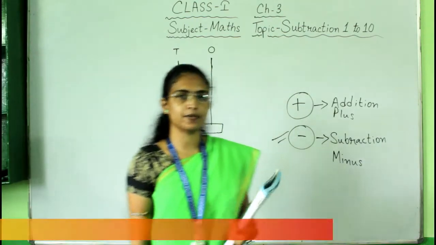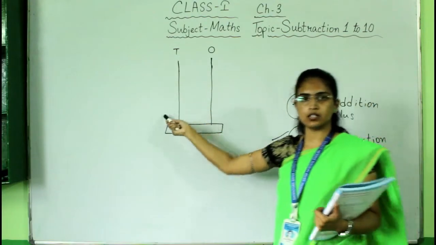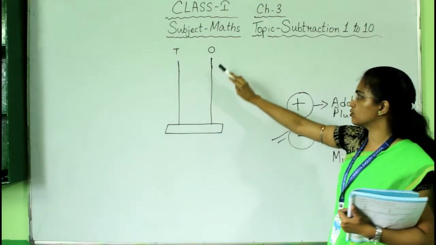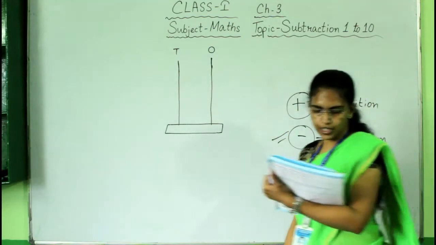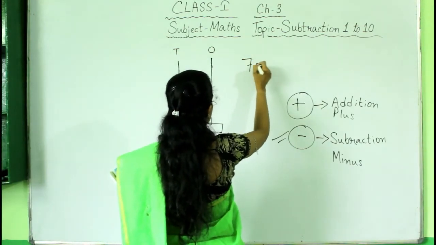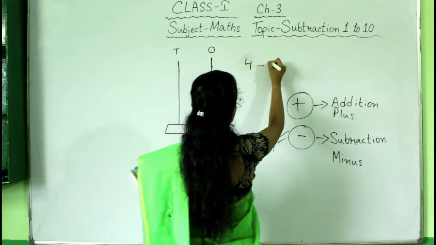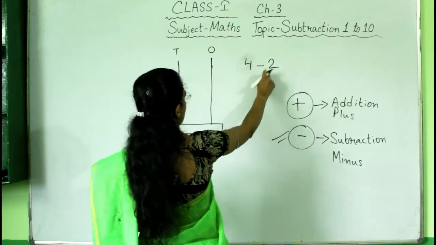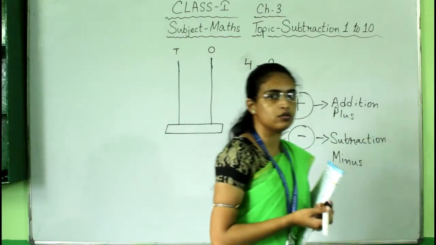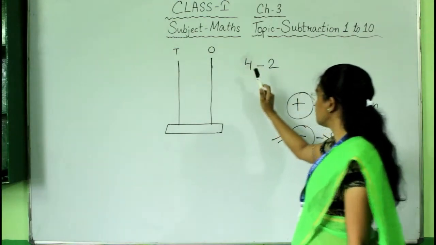Okay? Minus means less. So now, can you see these two sticks? This one is in the tens place. Which place? Tens place. And this one is in the ones place. Now, if I give you the question, suppose 4 minus 2. You have to solve this sum with the help of this abacus. So what do you have to do?